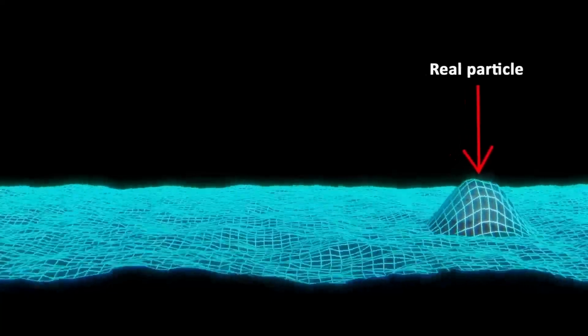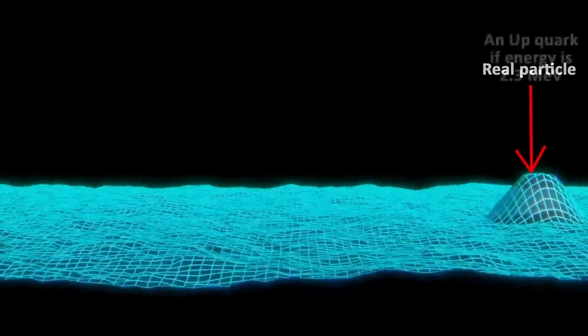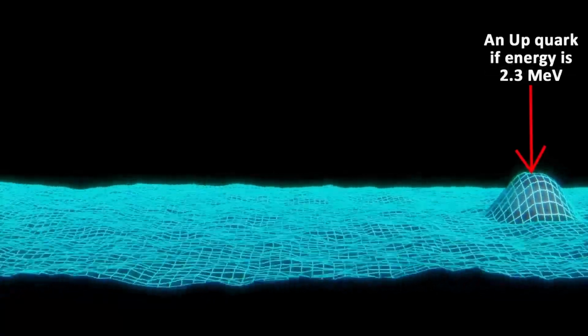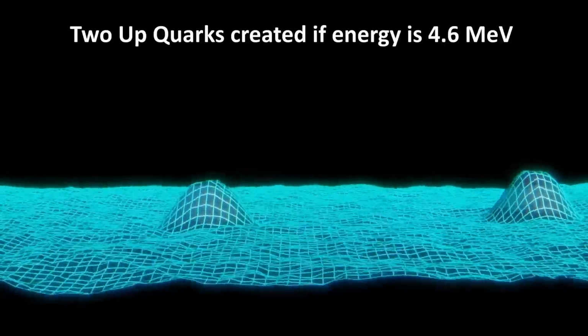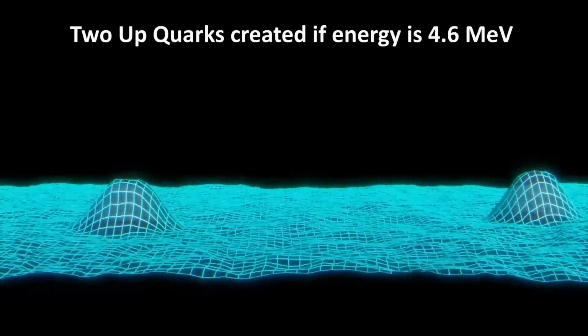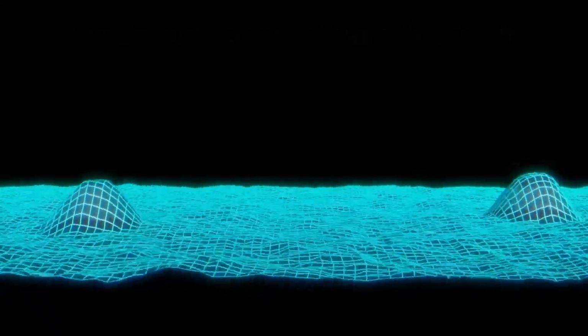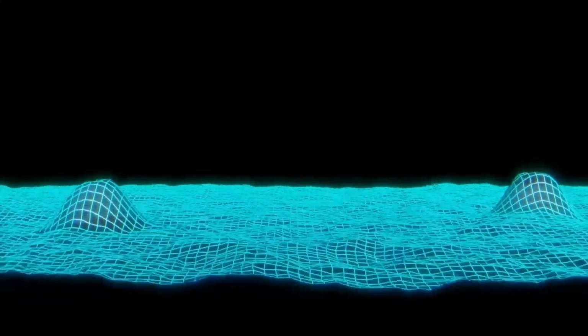So in the up quark field, for example, an up quark will be created if there's energy of 2.3 mega electron volts, or MeV, which is the mass of one up quark. Two quarks will be created if there's energy of 4.6 MeV. So a particle is nothing more than an excitation in this field. These excitations are quantized, not continuous. So the fields can only create particles in integer increments. They cannot, for example, have 1.5 up quarks, only 2 quarks or 3 quarks, etc.